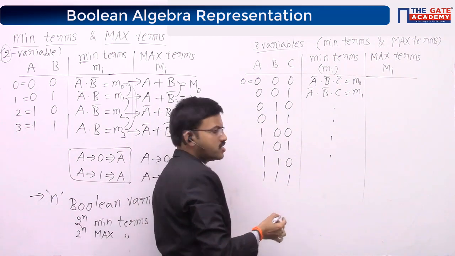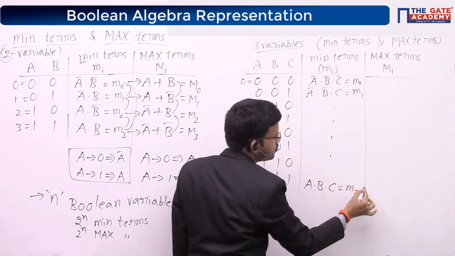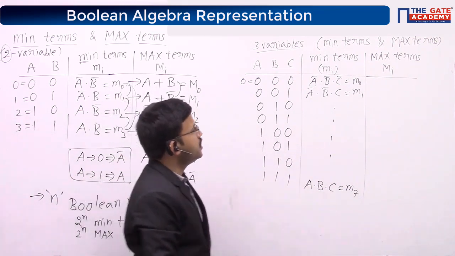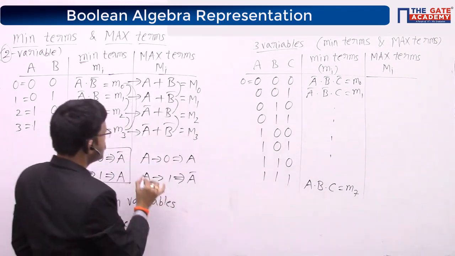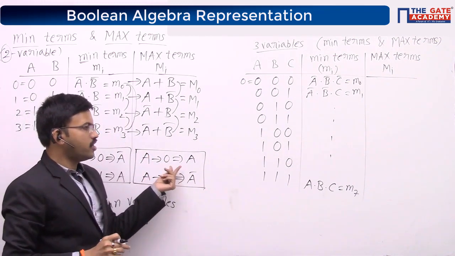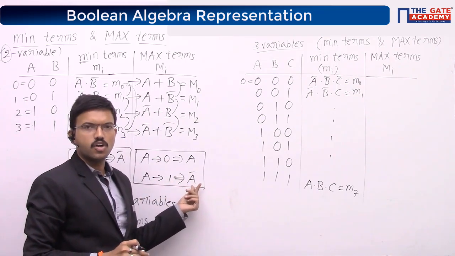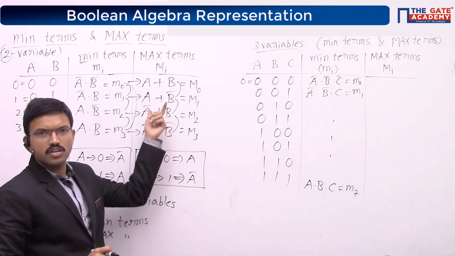Last one, all the variables are 1. So you will get A, B and C. That is M7. Okay, similarly here, for Maxterms, I followed this notation. If the variable is 0, I have taken it as the normal form. If the variable is 1, I have taken it as the complement form. Here I am using logical OR.